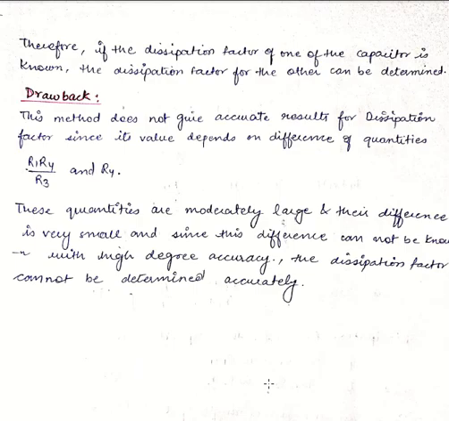Therefore, if the dissipation factor of one of the capacitors is known, the dissipation factor of the other capacitor can be determined. The drawback of this method is that it does not give an accurate result for the dissipation factor, since its value depends on the difference of the quantities R1 R4 divided by R3 and R2. These quantities are moderately large and the difference is very small. Since this difference cannot be known with a high degree of accuracy, the dissipation factor cannot be determined accurately.